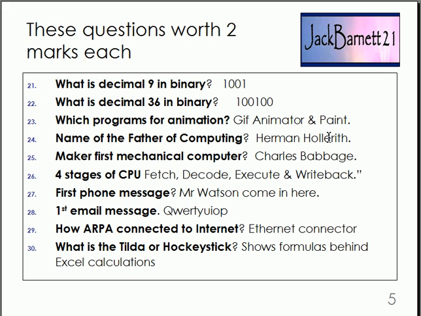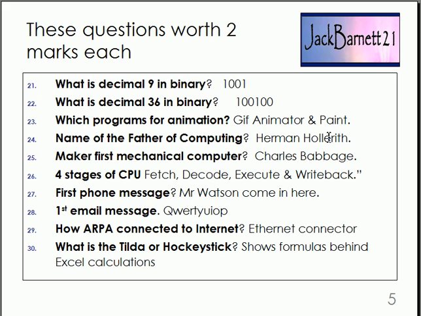Who was the maker of the first mechanical computer? Well, Charles Babbage, the Englishman. And what about the 4 stages of the CPU? Fetch, decode, execute and write back. The first phone message was Mr. Watson, come in here. The first email message was QWERTY IOP.